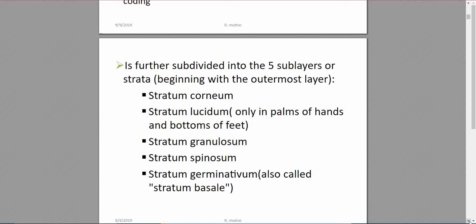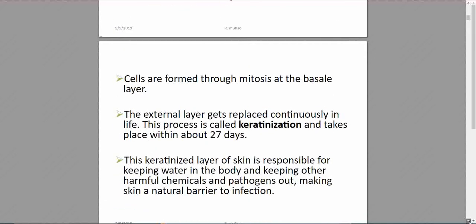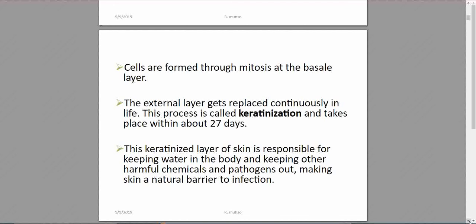Why is it germinativum? Because it produces all these cells. See the germinating layer. So look, the stratum germinativum or the stratum basale. So those are the 5 layers of the epidermis, and you see how basic they are. Cells are formed through mitosis of the basal layer, that is why it's also called the germinativum. So the external layer gets replaced continuously throughout life.